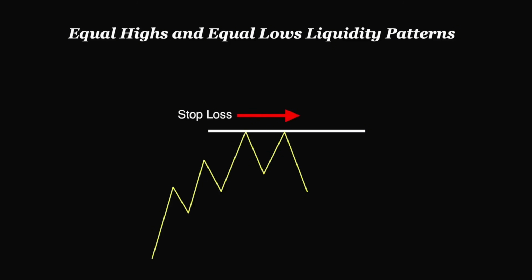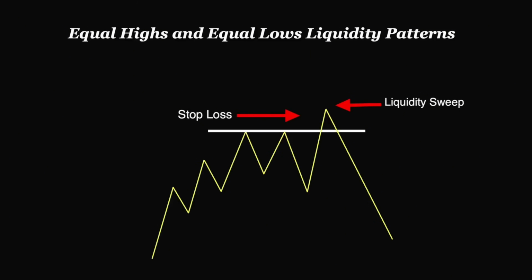Look for horizontal resistance where the price has tested the same high level twice or more without breaking through. This signals that many traders are seeing this as a strong resistance zone. When the price starts to break above these equal highs, don't rush in. Wait for confirmation of a false breakout. If the price moves above the highs, closes above it, but then suddenly reverses and closes back below the equal highs, you can anticipate a liquidity sweep.